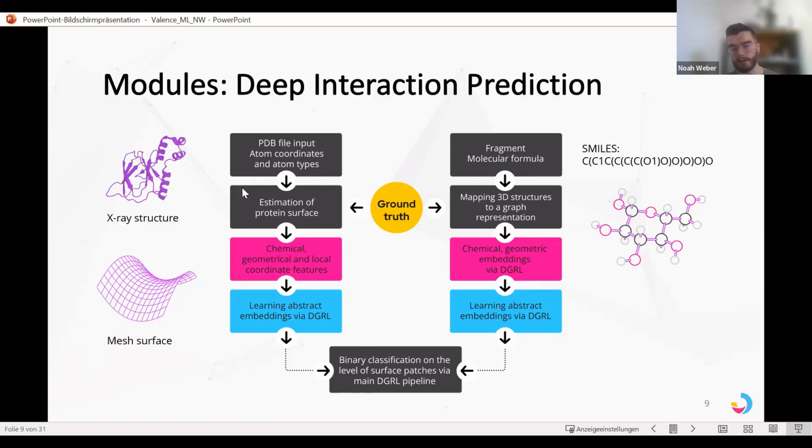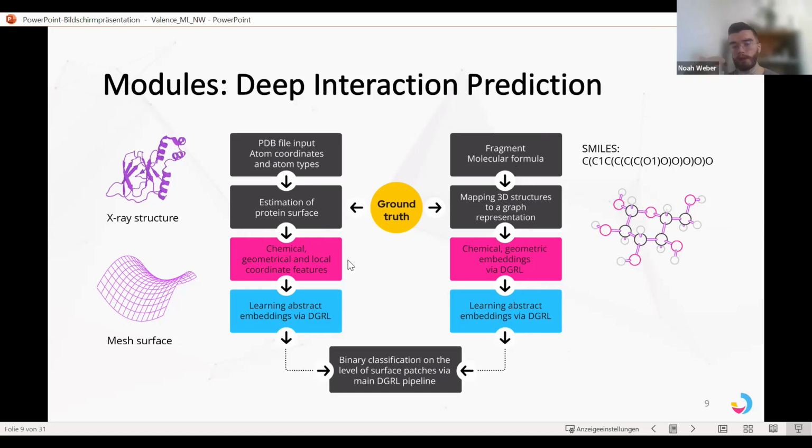neural networks, I mean this is for the protein part, this is for the fragment. Then for the fragment, we are going to map the 3D structure to a graph representation because it's such a small molecule. Then for both of them, we have a kind of initial quantitative representation of both of the molecules. Then we learn for both, and both are again encoded in graphs.